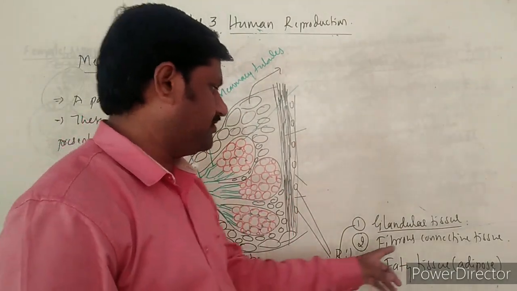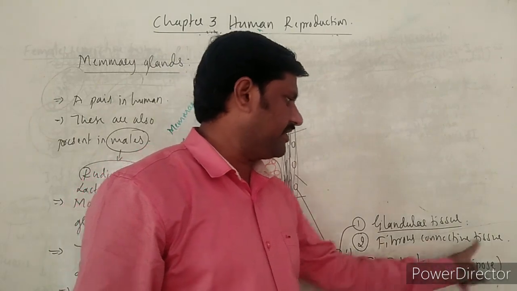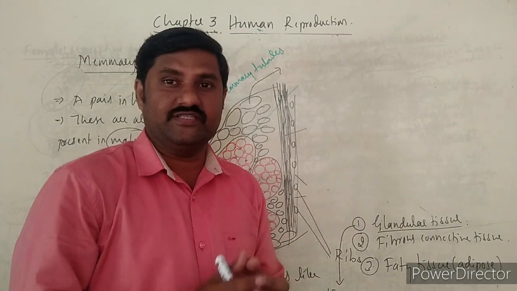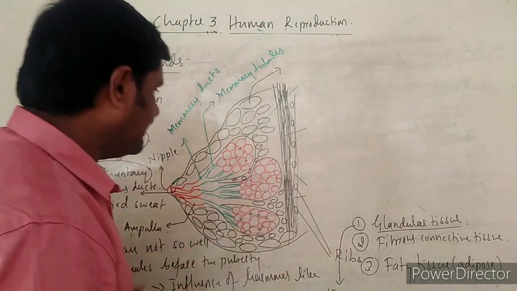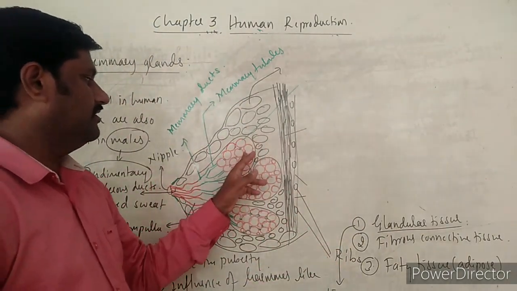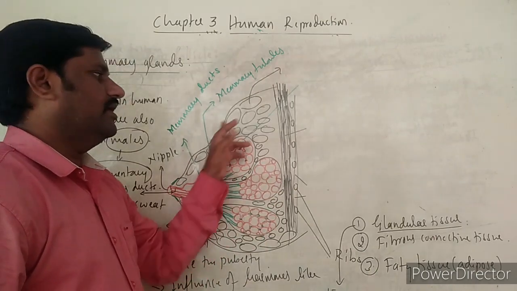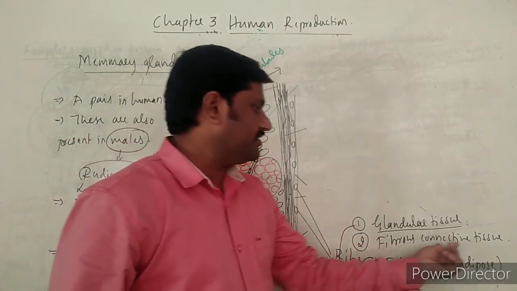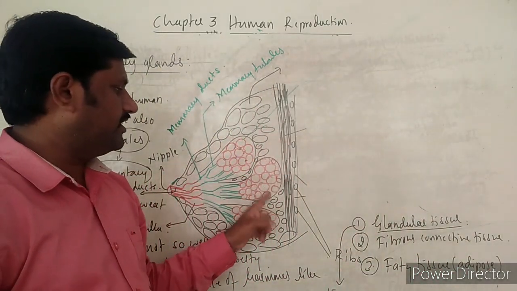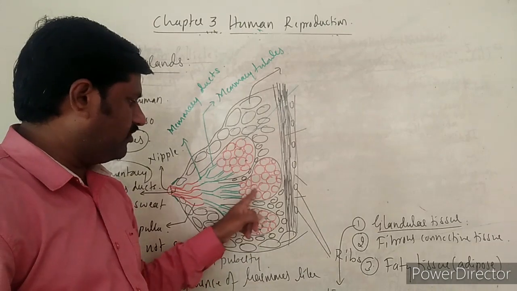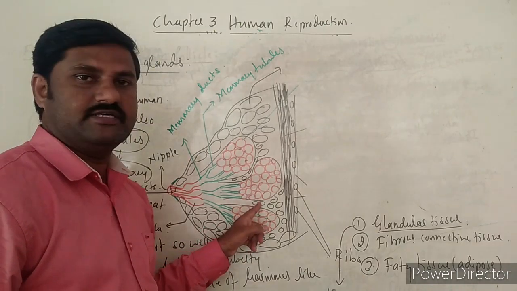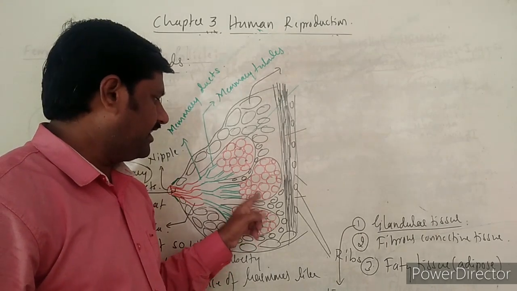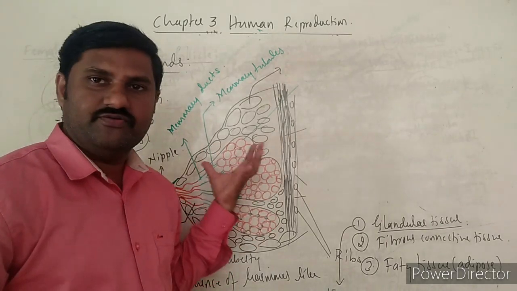After this glandular tissue, we come across fibrous connective tissue. This connective tissue helps in holding the two tissues together, and it helps in binding the lobules and all other tissues. So between the lobes, the mammary lobes, you come across the connective tissue, and that connective tissue helps in holding these lobules very tightly.